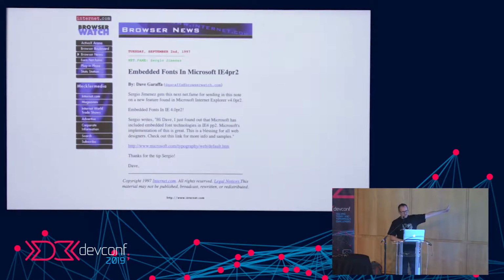And here's proof. This is from Browser News. You can see it's a very modern website. Tuesday, September the 22nd, 1997. And in that, we have embedded fonts in Microsoft IE4 version 2. And the article then says what they are. And there's a link. And this link, this is a screenshot, but this link is still on the web archive. And you can actually go and have a look at what Internet Explorer 4 was doing in 1997 with custom typefaces. So as I say, IE gets a lot of flack, but they were doing a lot of good stuff early on.